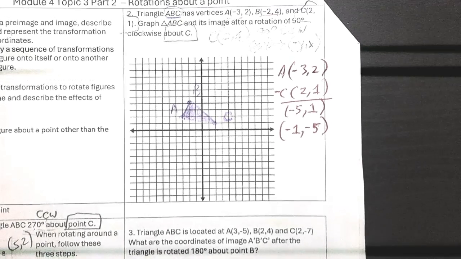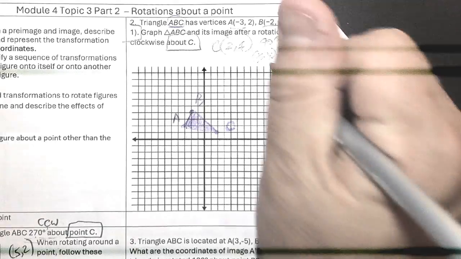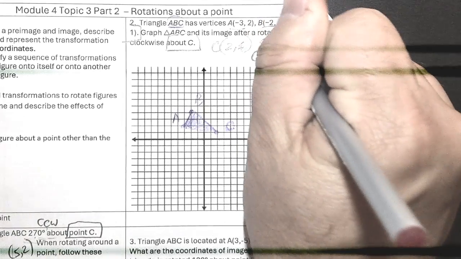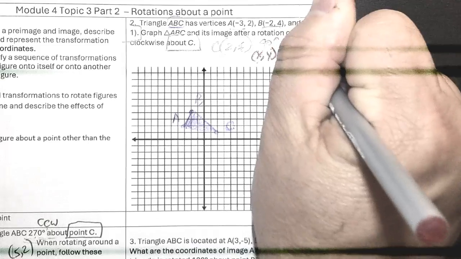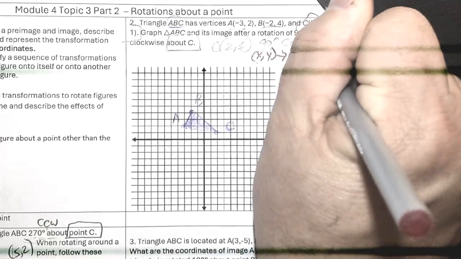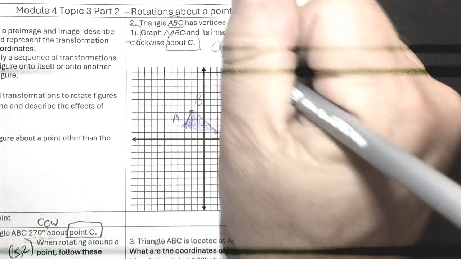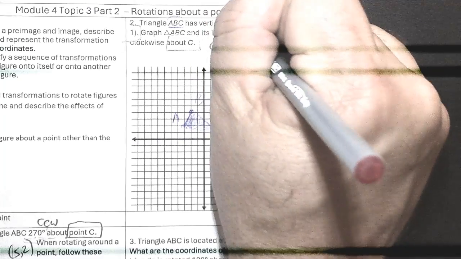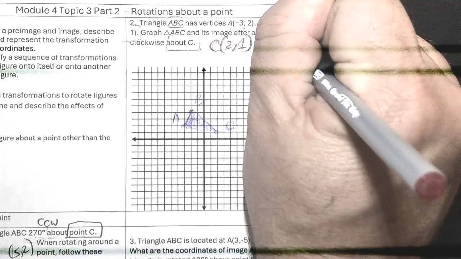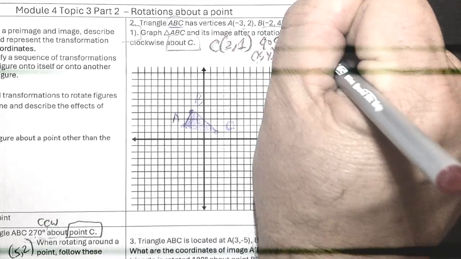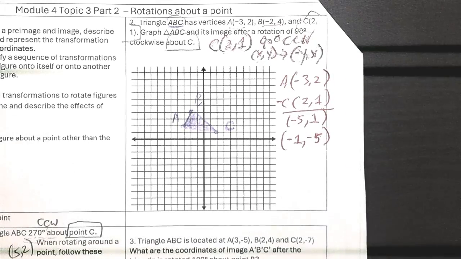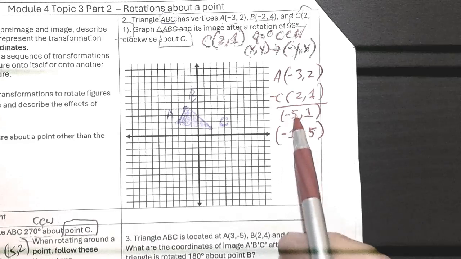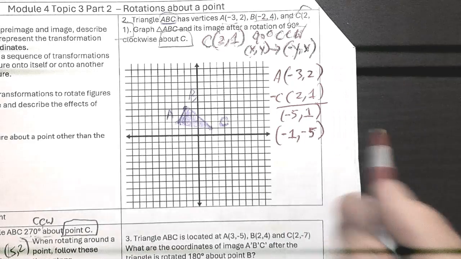This is not good. You can't see this. Hold on, let me rewrite it. The pencil is kind of glaring off the light. Maybe, there we go. Okay, hold on. Oh goodness, sorry. C is 2, 1, and this is a 90-degree counterclockwise rotation. And that was the -y comma x. All right, so we did the flip. Now we've got to add C back in.